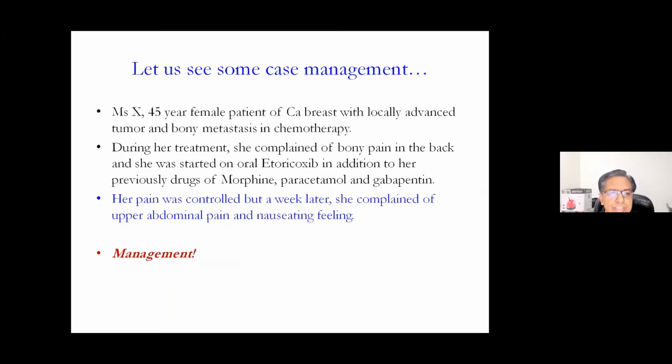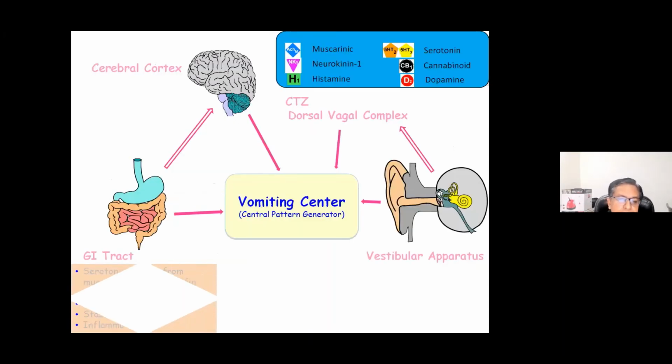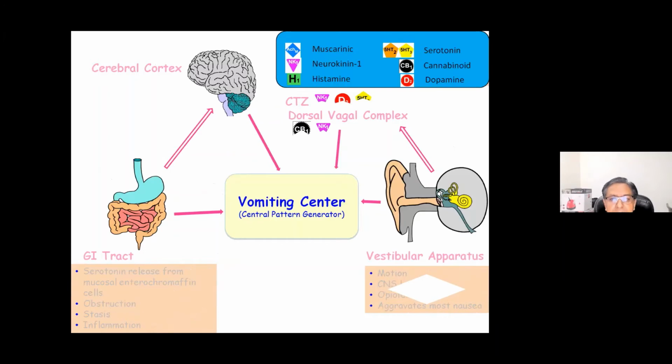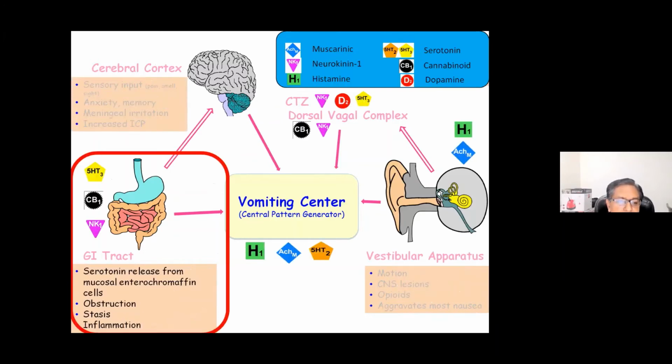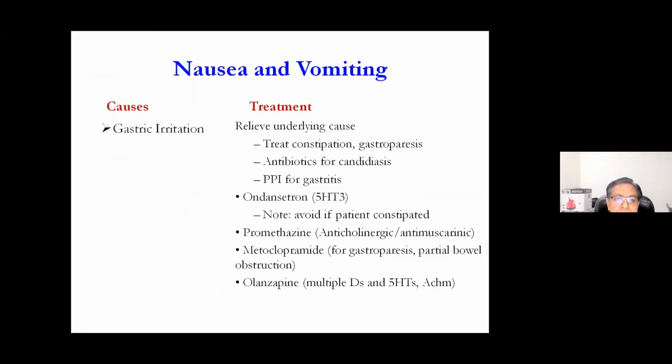Now, coming back to our same patient, the 45-year-old female, her pain was well controlled. She was started on treatment for bony pain, as she probably has a bony metastasis. She was started on etoricoxib in addition to the previous drugs, but now she complains of upper abdominal pain along with a nauseating feeling. Probably the reason for this type of pain in these patients would be irritation of the GI tract, because we have started NSAIDs. So gastric irritation could be the reason for nausea and vomiting in such patients. We need to look for this and try to treat them accordingly.